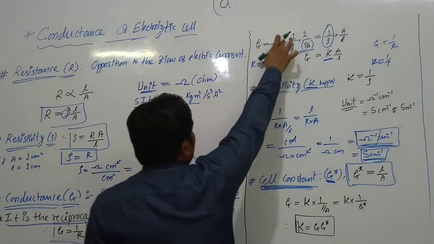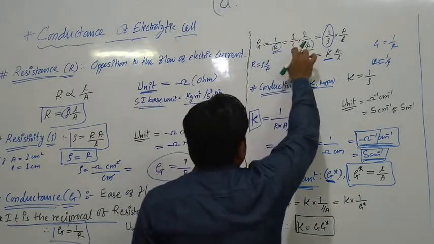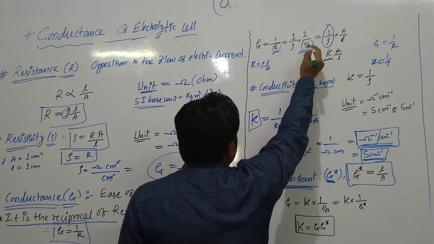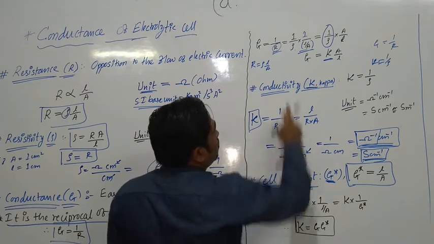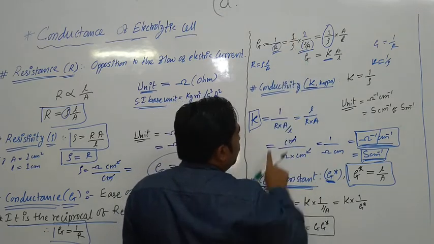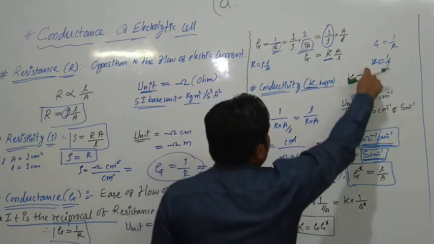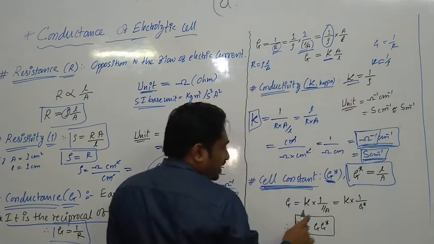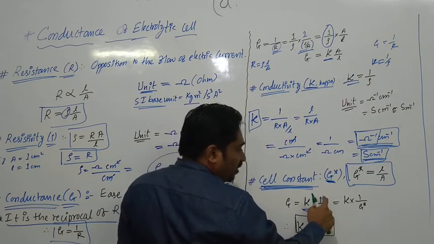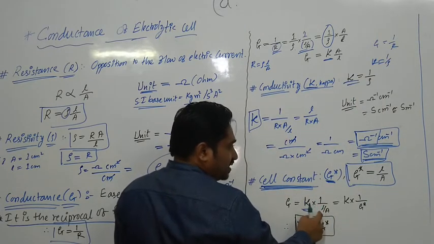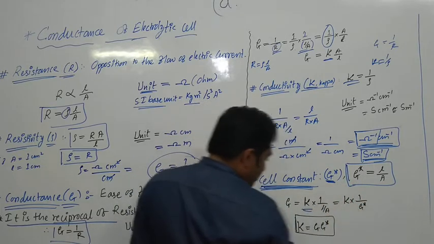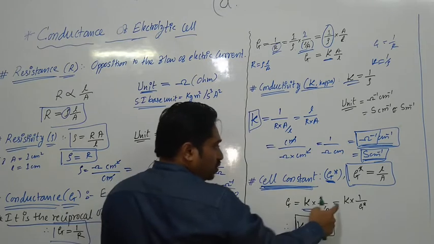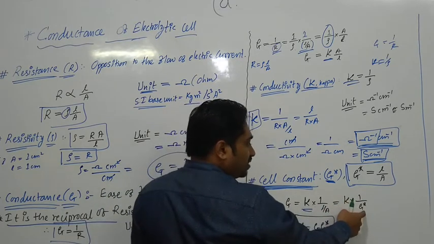G is equal to 1 divided by R, which is 1 divided by rho into 1 divided by L by A. In the place of L by A I will put G star. So here 1 by rho means what? 1 by rho is kappa. I will write directly kappa into 1 divided by L by A. L by A is nothing but my G star. Kappa into 1 divided by G star. So G is equal to kappa into 1 divided by G star.